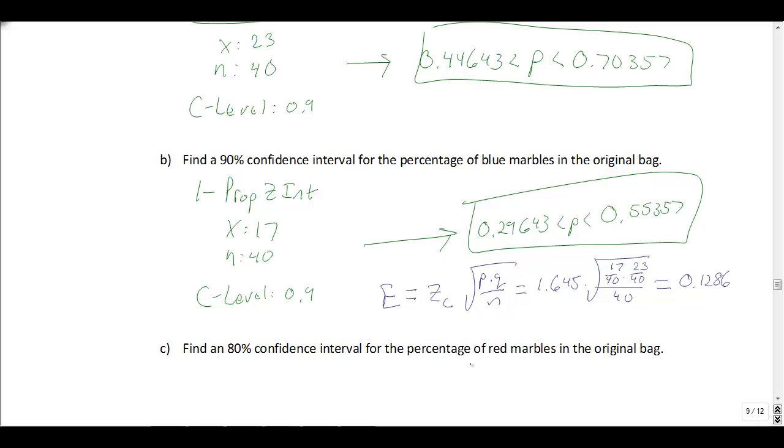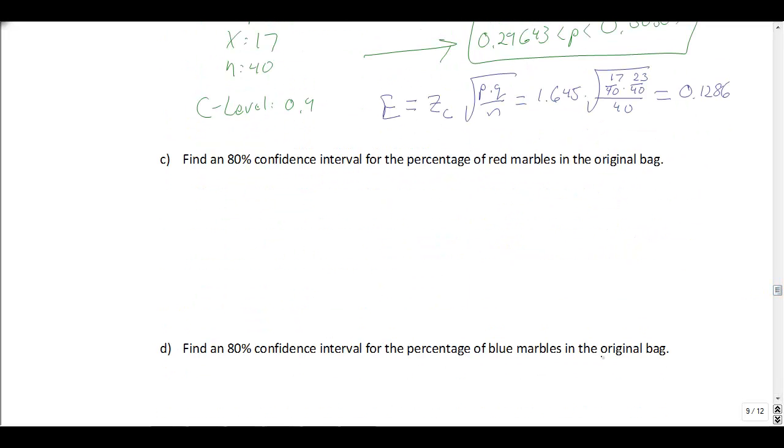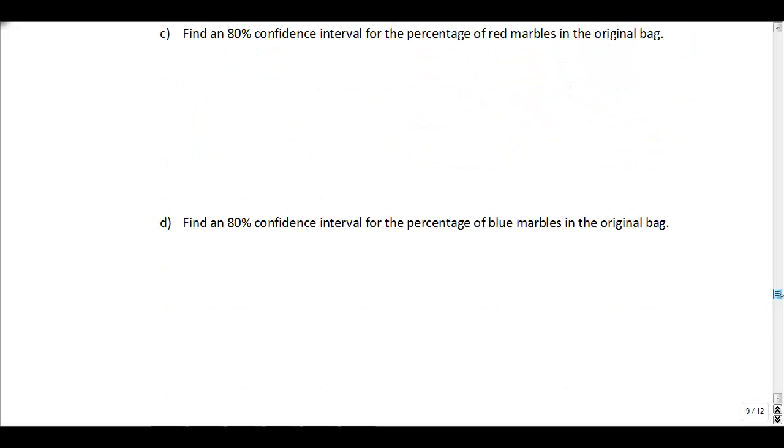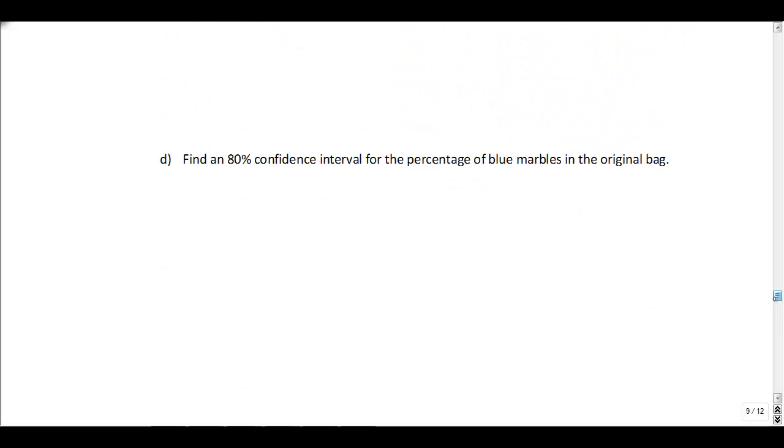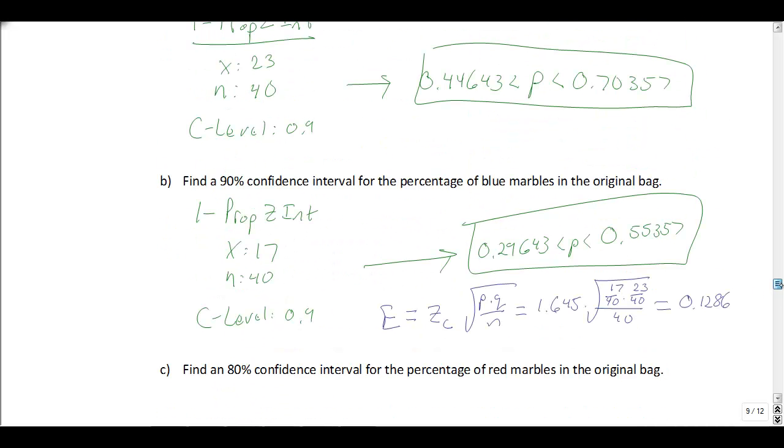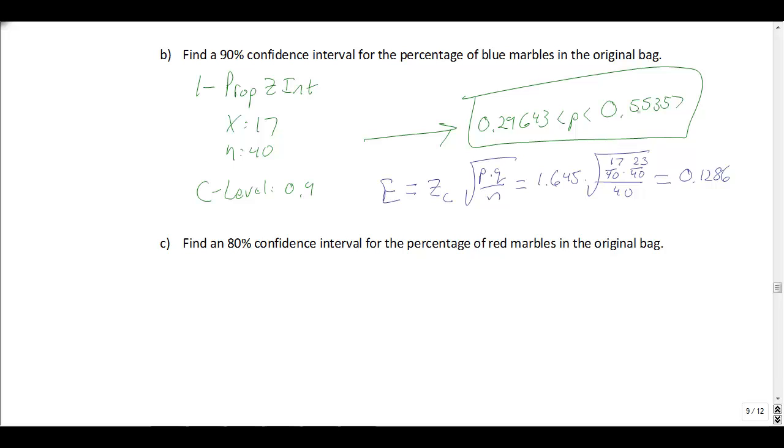Okay, next one, find an 80% confidence interval for the percentage of red marbles in the bag. Note we did red, then blue, then red. It's probably a bad setup here. But then we're going to do 80% for the percentage of blue marbles in the bag. I'm going to do the blue one first because I just did that here. So this is going to be 1 prop z interval. The blue was 17, n was 40, and we're just changing our confidence level to be a little bit lower. That should shrink our confidence interval down. What we had was 0.29643 for the blue to 0.55357. We should shrink that down a bit where both of these numbers get closer together. So let's see what happens.